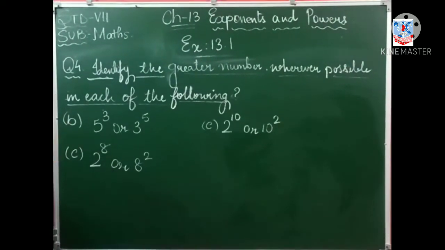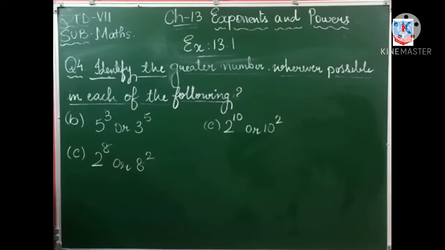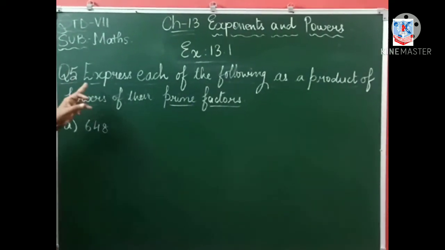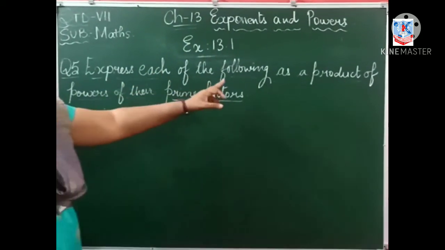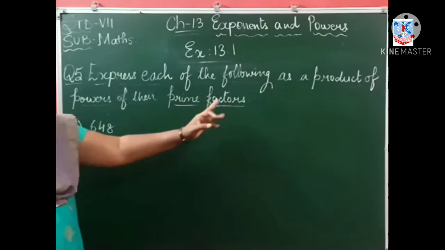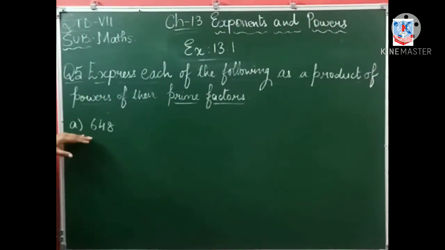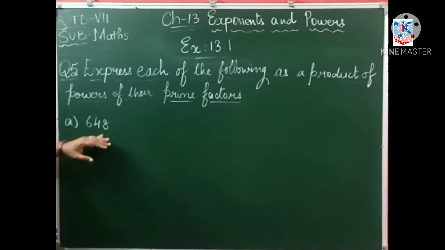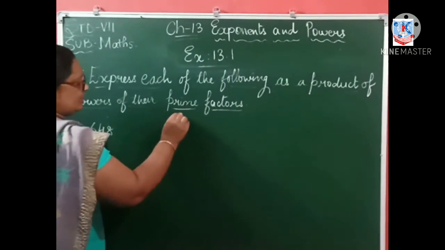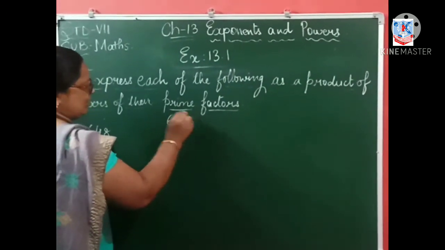This is your homework. Question number 5. Express each of the following as a product of powers of their prime factors. First is 648. First we will prime factorize this. 648.